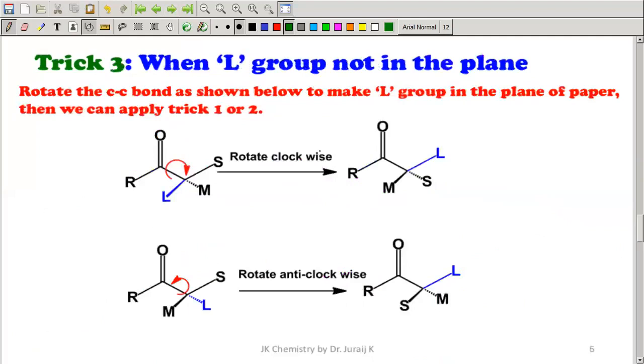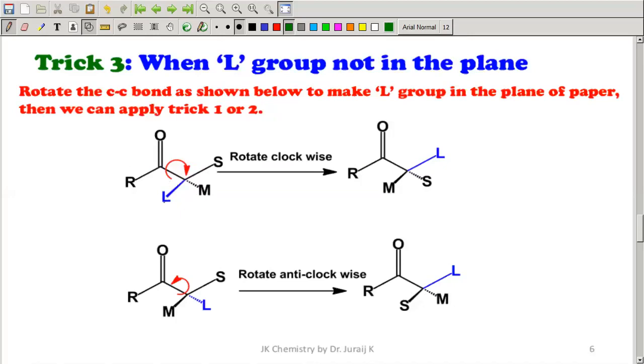Now, another problem is that in certain situations, your large group won't be in the plane of paper. In the previous case, we have seen that your large group is in the plane of paper. If your large group is not in the plane of paper, you want to convert it into the plane of paper. How will you convert? You just rotate your C-C bond. Let's see, you can see two situations.